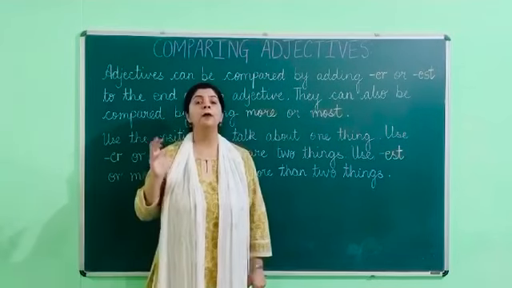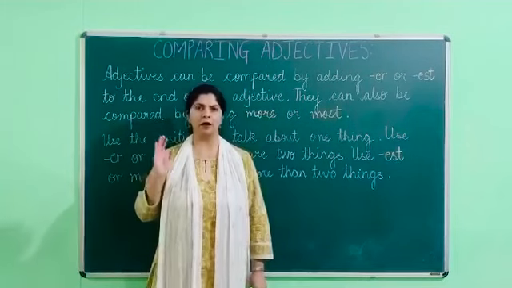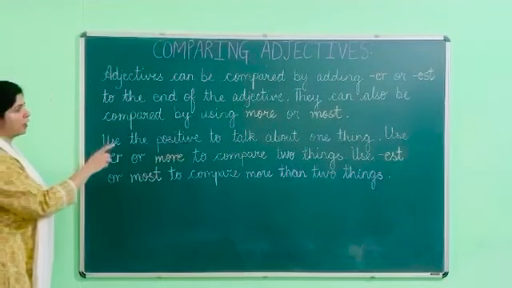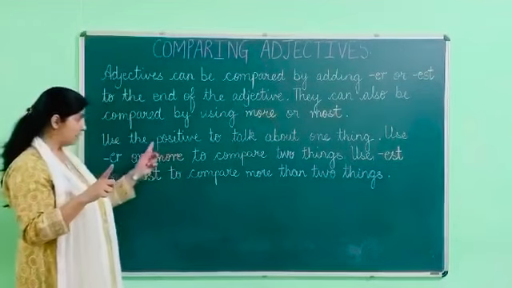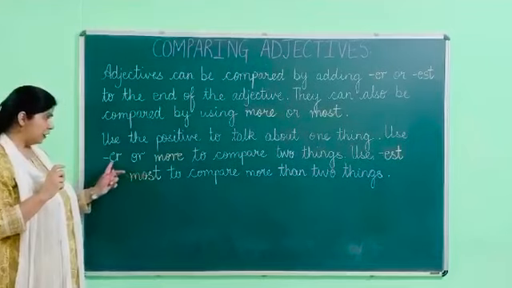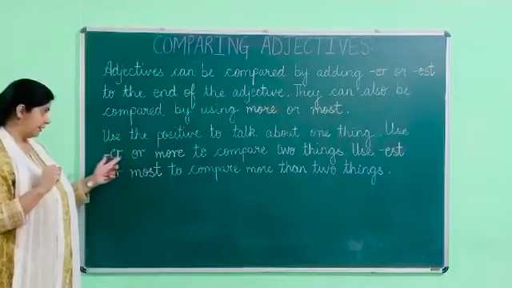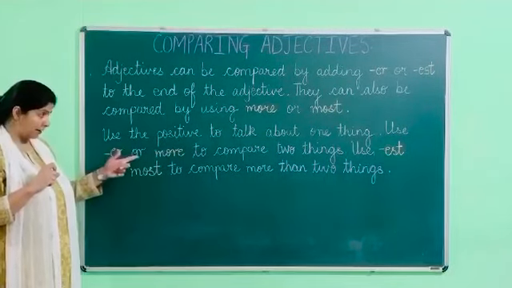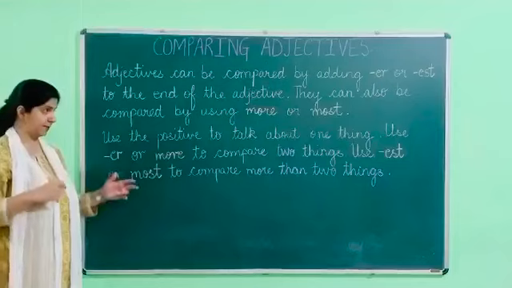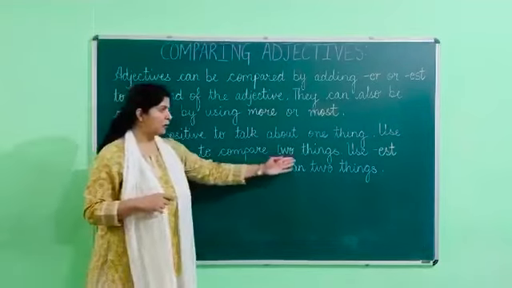In the same way like powerful. You don't say powerfuler, powerfulest. You say more powerful, most powerful. Then use the positive to talk about one thing. So the positive degree speaks always about one thing. Then we use ER or more to compare two things, like bigger, more beautiful. Okay, so you're comparing two things. Then use EST or most to compare more than two things.